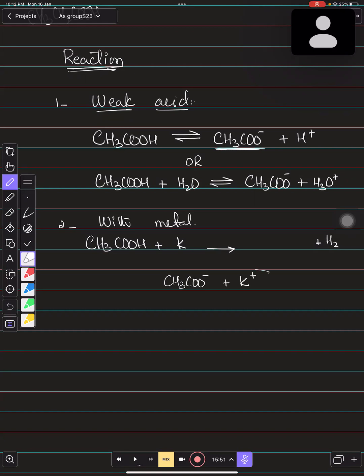So we know that when the charges are opposite and the numbers are the same, we just need to combine them. So this should be the formula of the salt, which is potassium ethanoate, right? This is potassium ethanoate, and for the balancing you can write half over there, or even you can write 2 with every reactant and one of the product over there. All right, बच्चों?